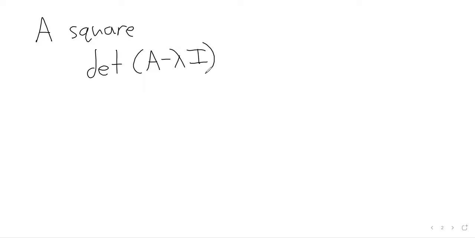So we have a square matrix A, and we're looking at the determinant of A minus lambda I. And you might object, but how can we look at the determinant of A minus lambda I? We don't know what lambda is. We don't know what the eigenvalues are. And that's kind of the point.